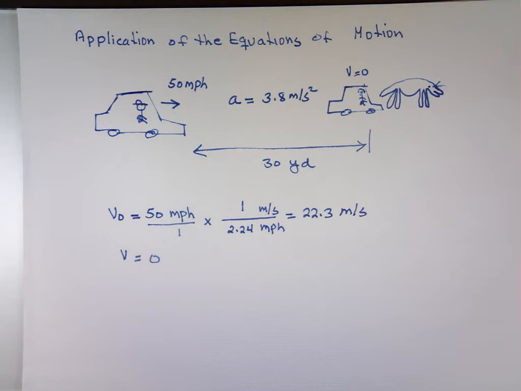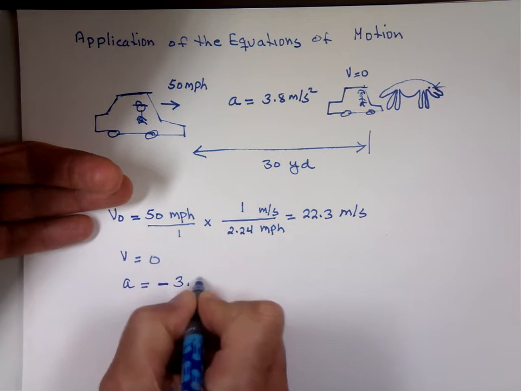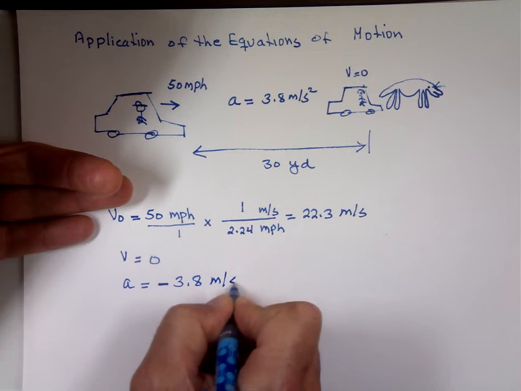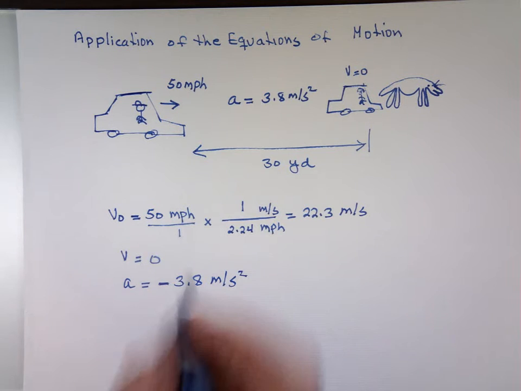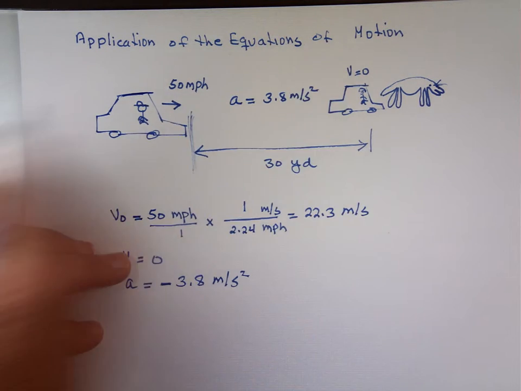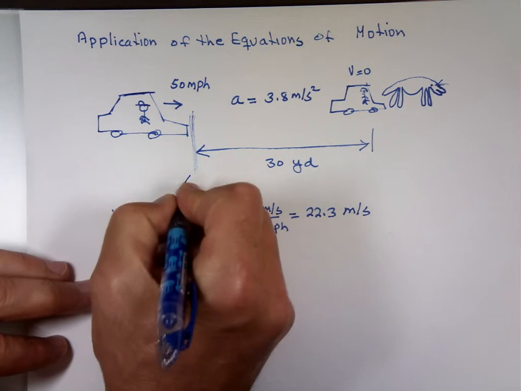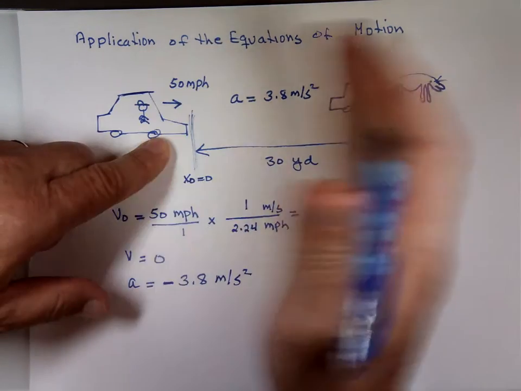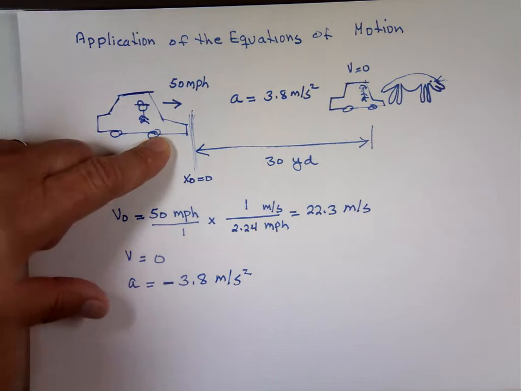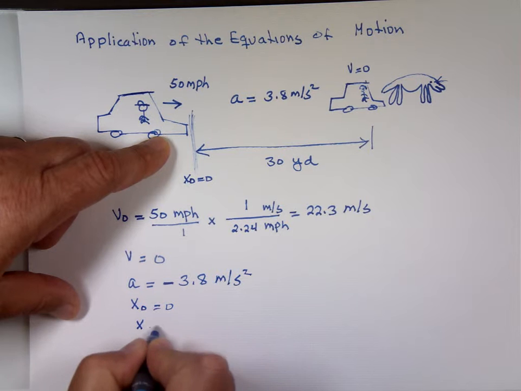Am I slowing down or picking up speed? So your acceleration is going to be negative 3.8 meters per second squared. And again, this is when you apply the brake. You saw the deer, you hit the brake. So your initial position will say that's 0 when you apply the brake. From this point, where are you going to stop? How long is it going to take the car to stop? So what's x0? 0. What's x final going to be?